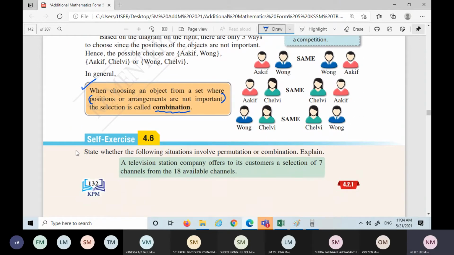Now I will look at this, so you don't have to do it as homework. State whether the following situation involves permutation or combination, and explain. A television station company, for example Astro, offers to its customers a selection of 7 channels from 18 available channels. Is the arrangement when you choose the 7 channels important or not?